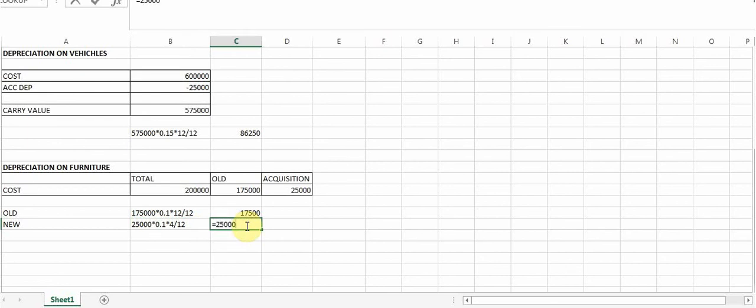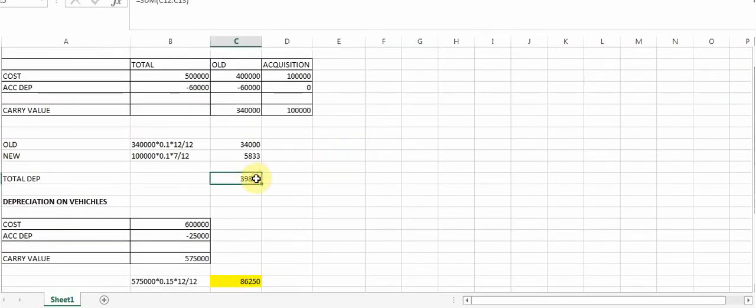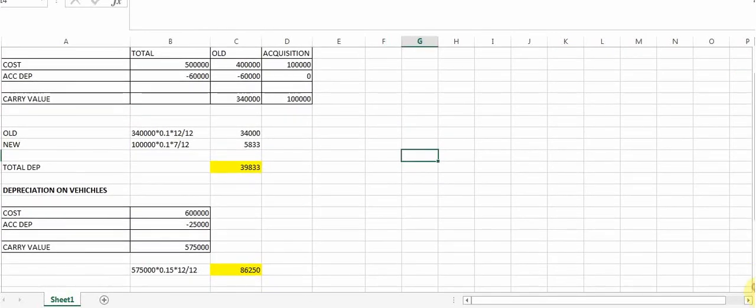So there, 25,000, 10%, and 4 months of the year, and that gives me 833 rand. I'm going to round it to a full rand just to make sure that I have easy values to work with. Then the total depreciation for my furniture will be the sum of those two, and that gives me a total answer of 18,333. What I will do now is I'm just quickly going to highlight all my total depreciation answers for myself, and then I can finally compute or compile my PPE note.